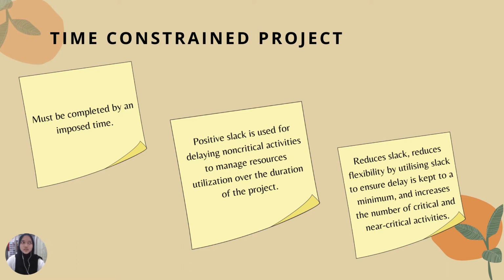It means that if there is no slack, the slack is zero because the resources use all the slack given. So the number of critical activities will increase because, as we know, when slack is zero, it is a critical activity in the project. So when all the resources use the slack, the number of critical activities in the project will increase, and the near critical activities also will increase.